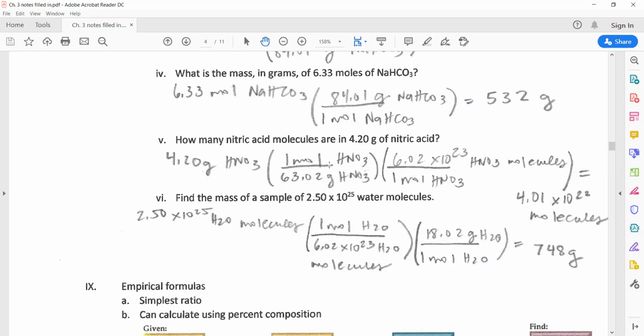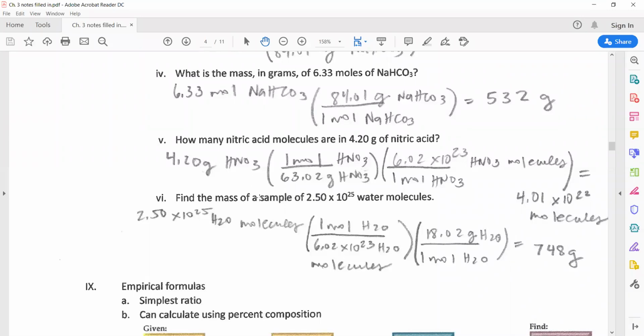And I can then use Avogadro's number to go moles over to molecules. So in 1 mole of HNO3, there are 6.02 times 10 to the 23rd nitric acid molecules. So we have 2 steps here. We first used molar mass to get to moles. We then used Avogadro's number to get to individual molecules. So we multiply everything on the top, divide by the bottom, and here's our final answer.